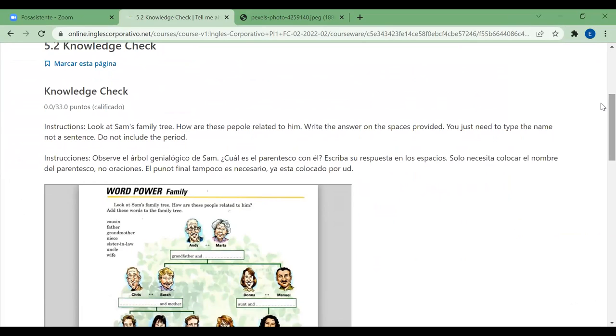Sam's family tree. Who are these people? Okay, people related to him. Write the answer on the space provided. You just need to type the name, not a sentence. Do not include a video. Okay, thank you so much.